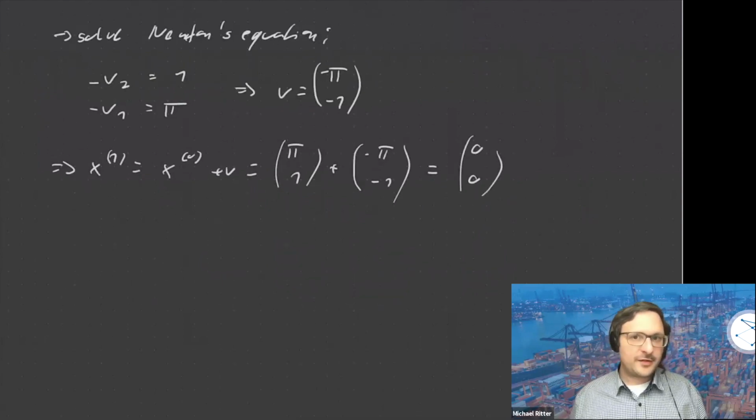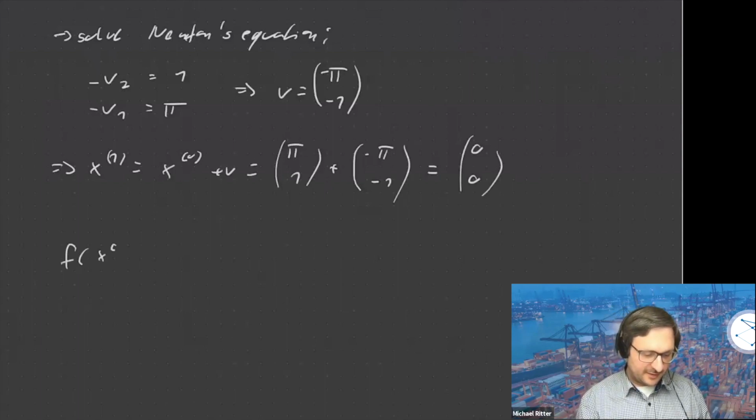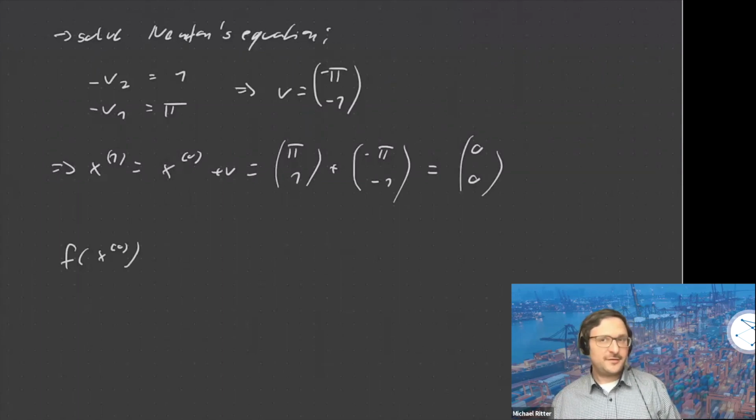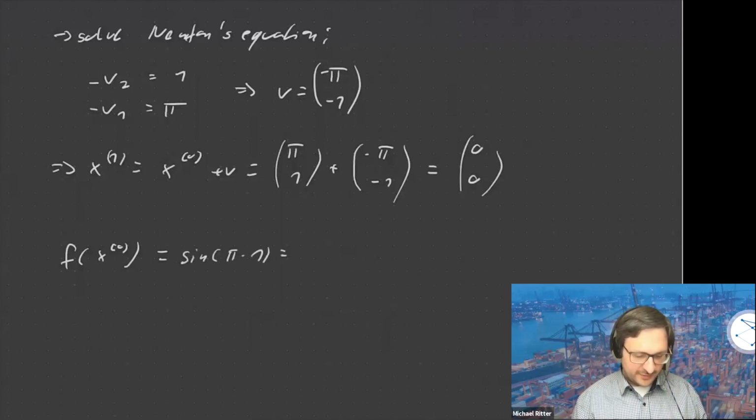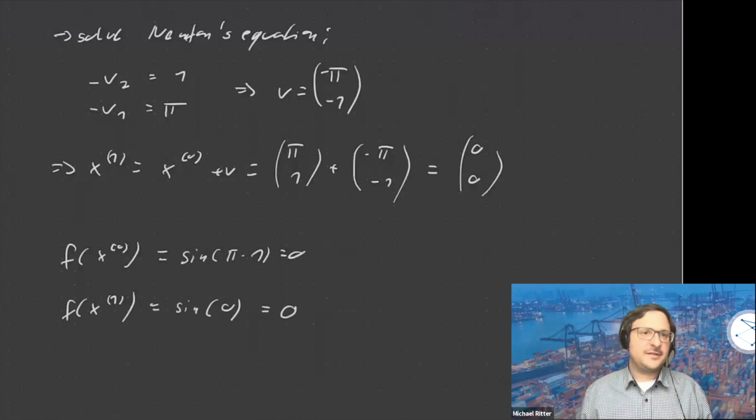Let's have a very quick look at the function value before we take questions. So the idea was to minimize the function through Newton's method here. The function value at x0, which was pi and 1, is the sine of pi times 1, that's 0. The function value at this new iteration point is sine of 0 times 0. So that's also 0. So in this case, nothing has changed, right? We got a new point, but we didn't get a better value.